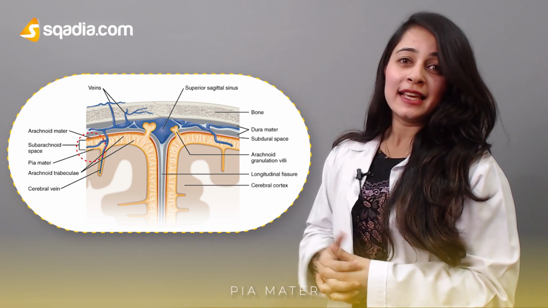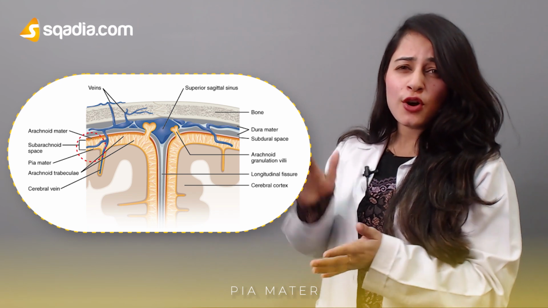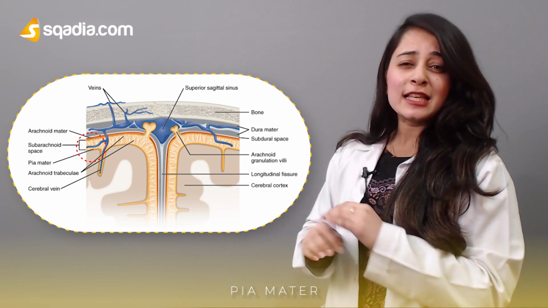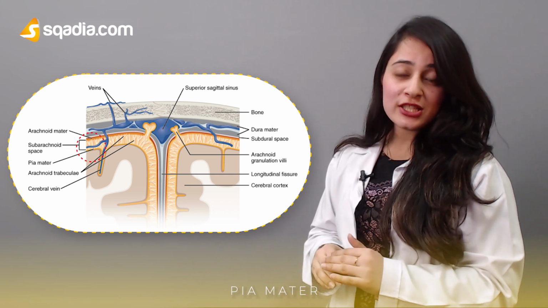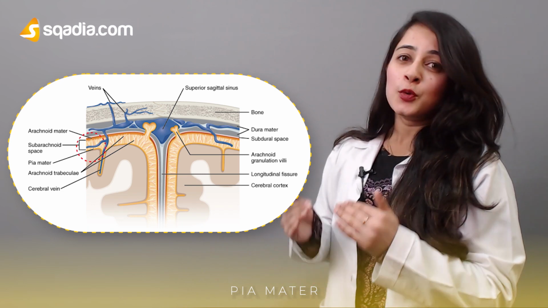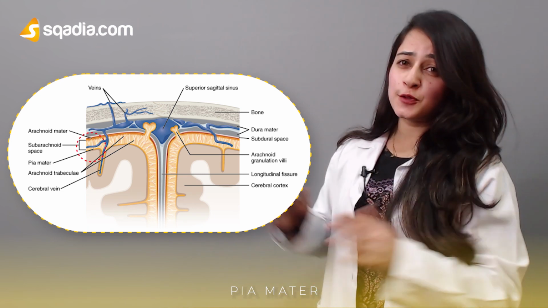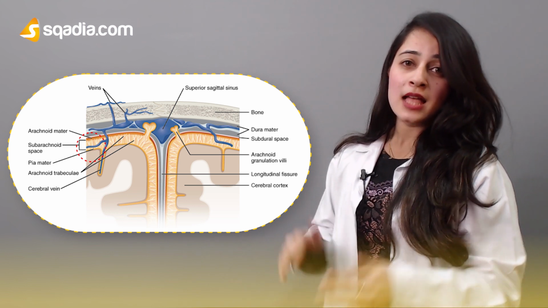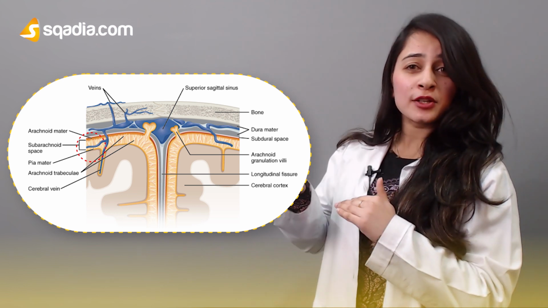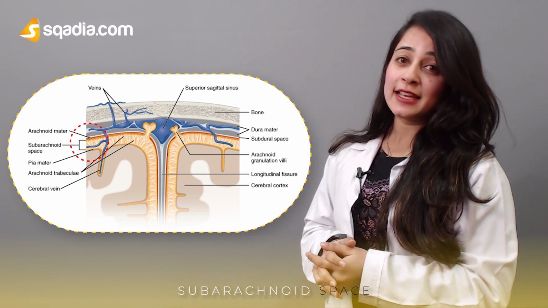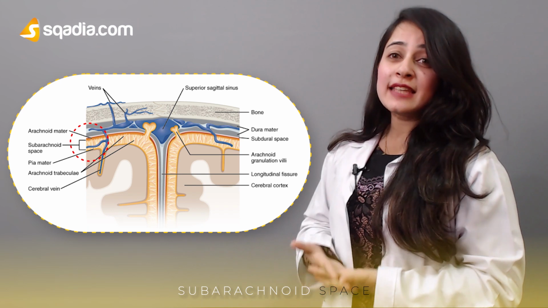Pia mater is the layer of meninges which is closest to the surface of the brain. The pia mater has many blood vessels that reach deep into the surface of the brain. The pia, which covers the entire surface of the brain, follows the folds of the brain. The space that separates the arachnoid and pia mater is known as the subarachnoid space. It is within this area that the cerebrospinal fluid flows.